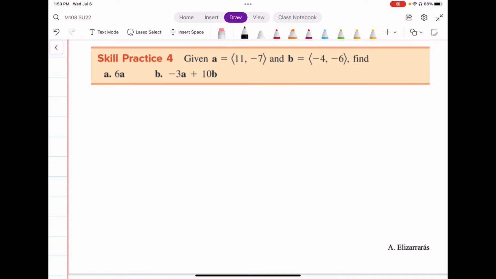We're given two vectors in component form, and we want to find some scalar multiples and sums. So for the first part, I'm just going to multiply each of the components by the coefficient. It's a property of vectors that whenever you have a scalar times a vector, that's just equal to the scalar value times each component, given that vector v is a1, b1.